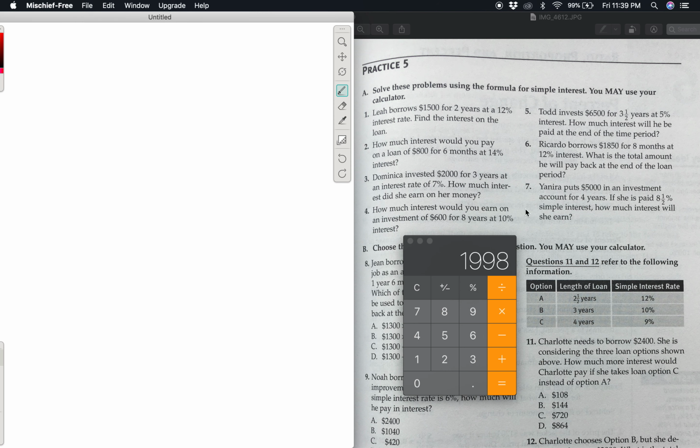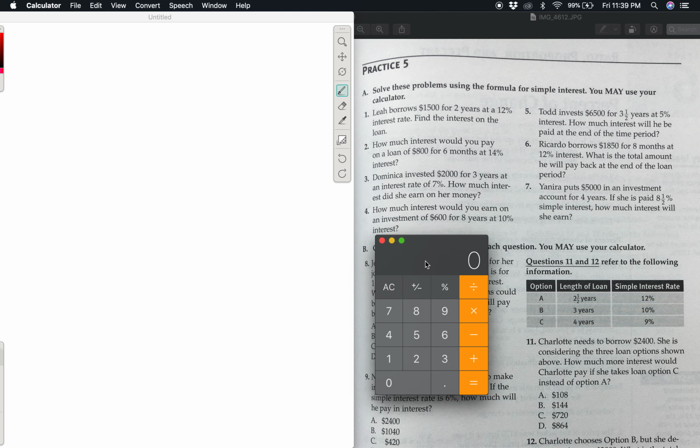Now we are on number 7. Yanira puts 5,000 in an investment account for 4 years. Not sure where they come up with these names. If she paid 8.5% simple interest, how much interest will she earn? So 5,000 times 8.5%, which we know half is 0.5.